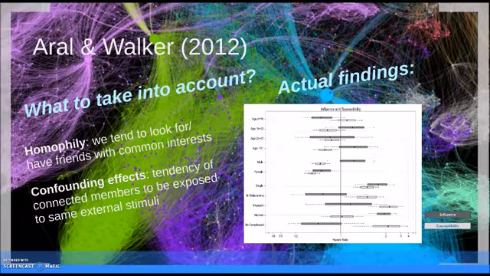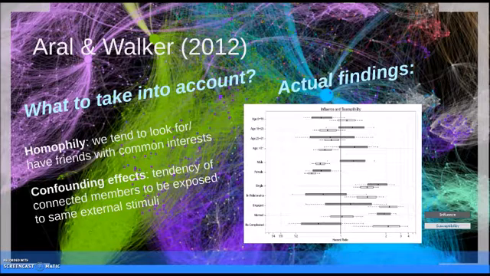Going a little bit more into depth of this paper, there are a couple of things we have to take into account, a couple of mitigations to their findings. First of all, they say we have to look out for homophily, which is basically the trend that we tend to look for or have friends with common interests.